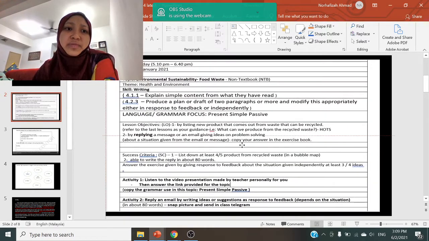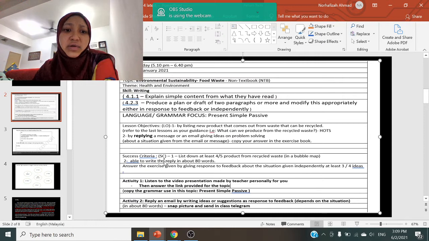Now, if you look at the success criteria, or the things that you have to do, number 1, list down at least 4 or 5 products from the recycled waste in a bubble map. And then number 2, you need to be able to write the reply in about 80 words, giving a response from your experience, from what you have read before. Just about 3 or 4 ideas in the email or the message.